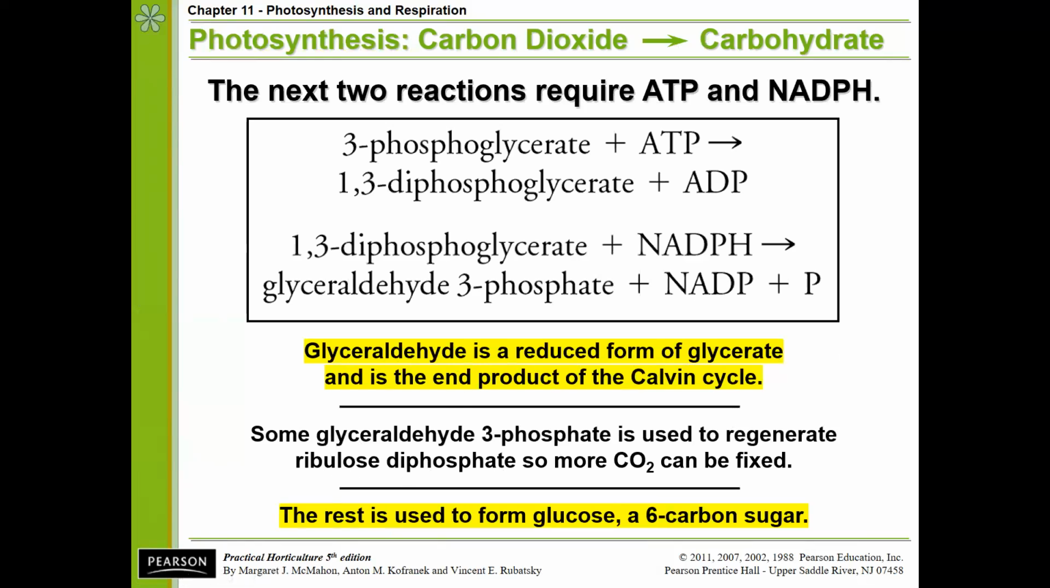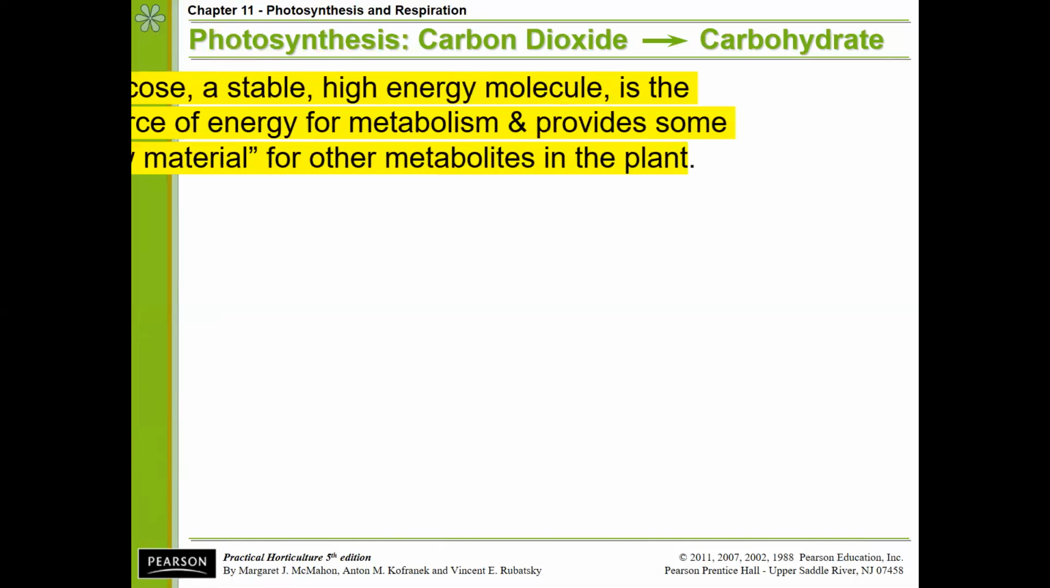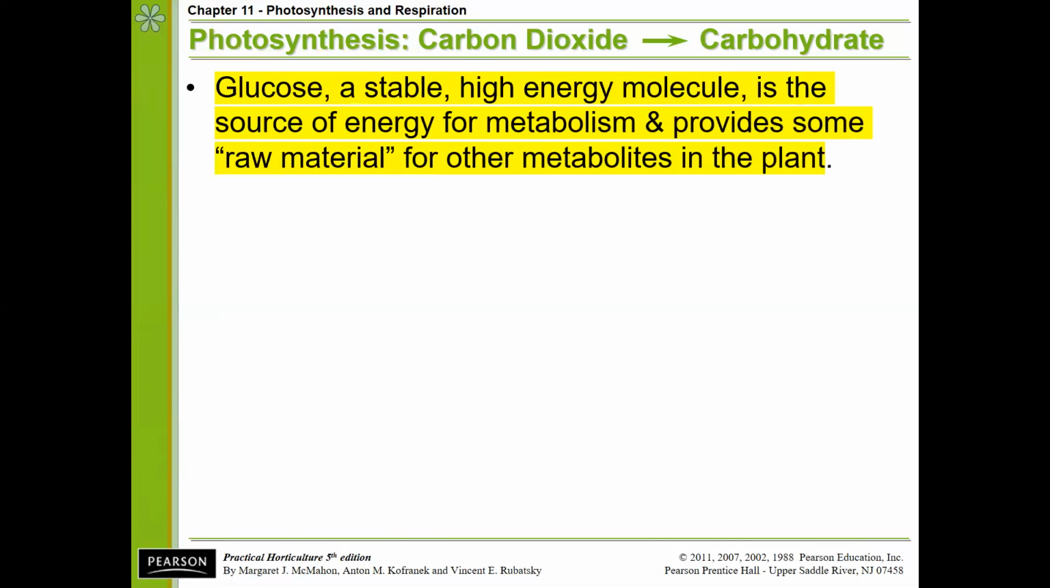This one stable, high energy metabolite is what basically everything else in the plant is based off of. Not just the source of energy for metabolism, but also the raw material for other metabolites and other chemicals within the plant.